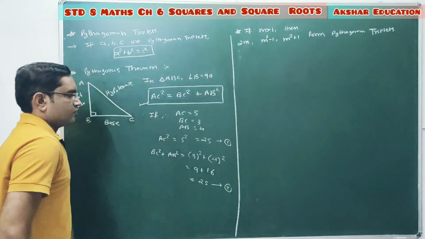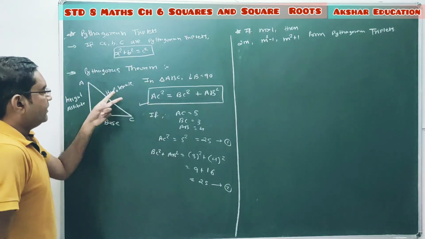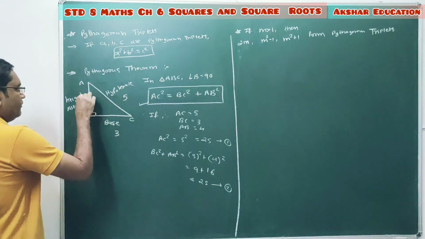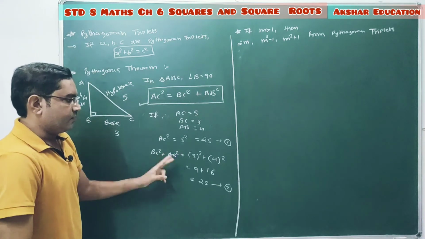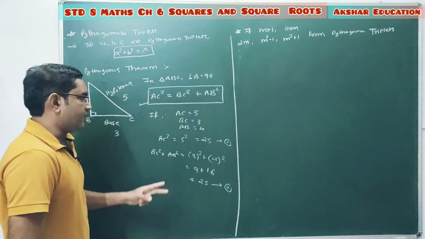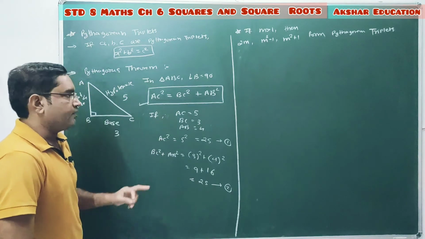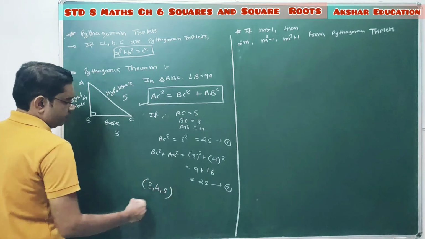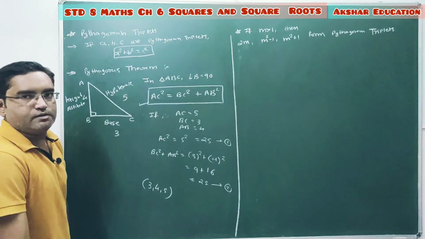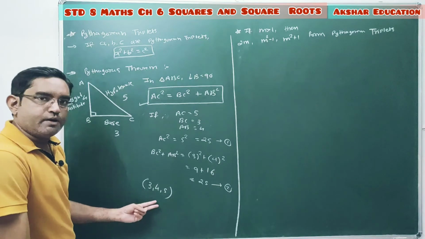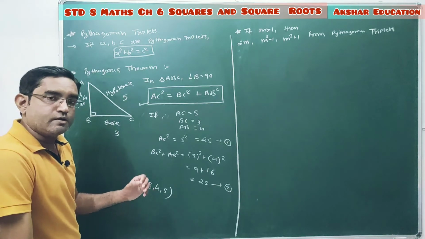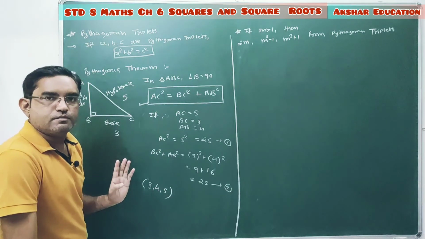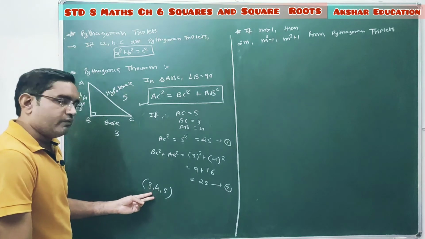So for these values of side, hypotenuse 5, base 3, and altitude 4, Pythagoras theorem is satisfied, in which left hand side is equal to right hand side. So these values of the sides 3, 4 and 5 are called Pythagorean triplets. Clear, students? So Pythagorean triplets are nothing but the values of the lengths of the sides of a right angle triangle which satisfy Pythagoras theorem. Clear? It is not like that only these 3 values are there.